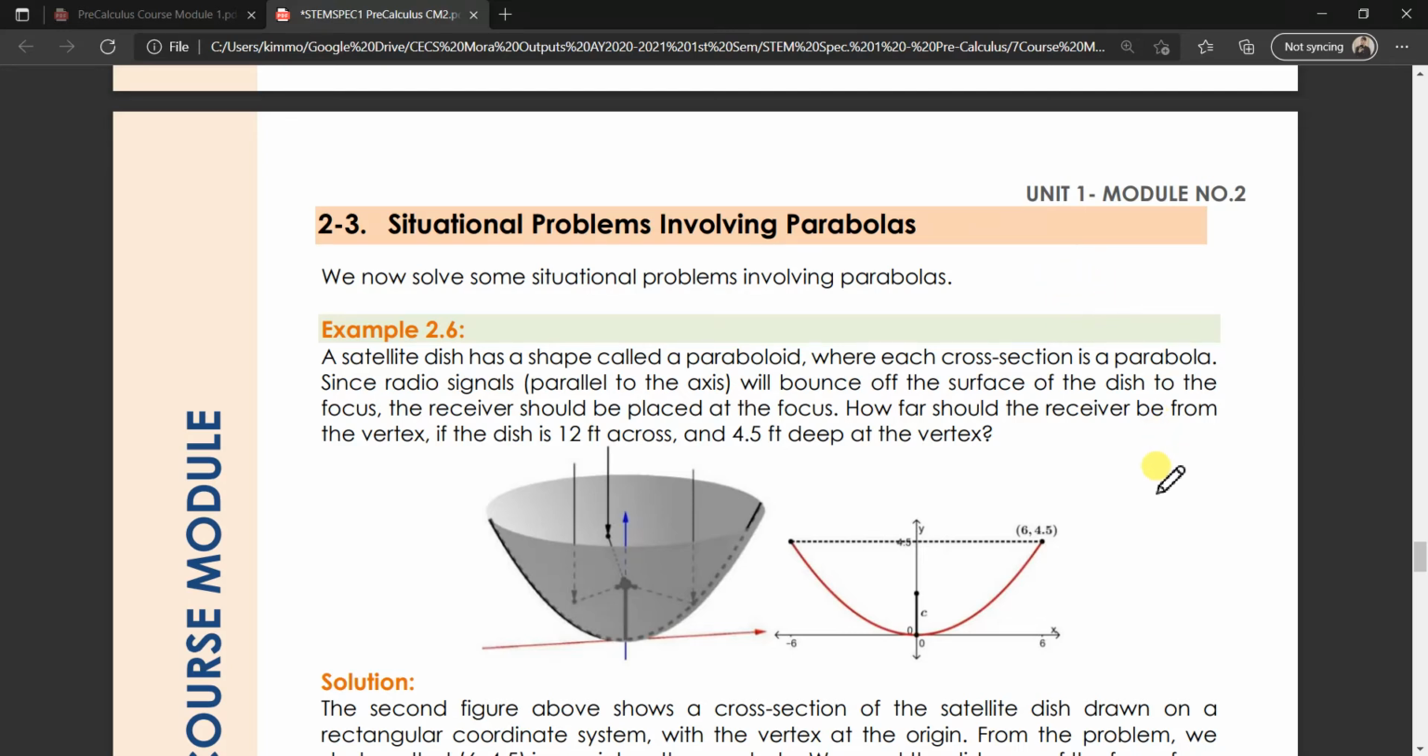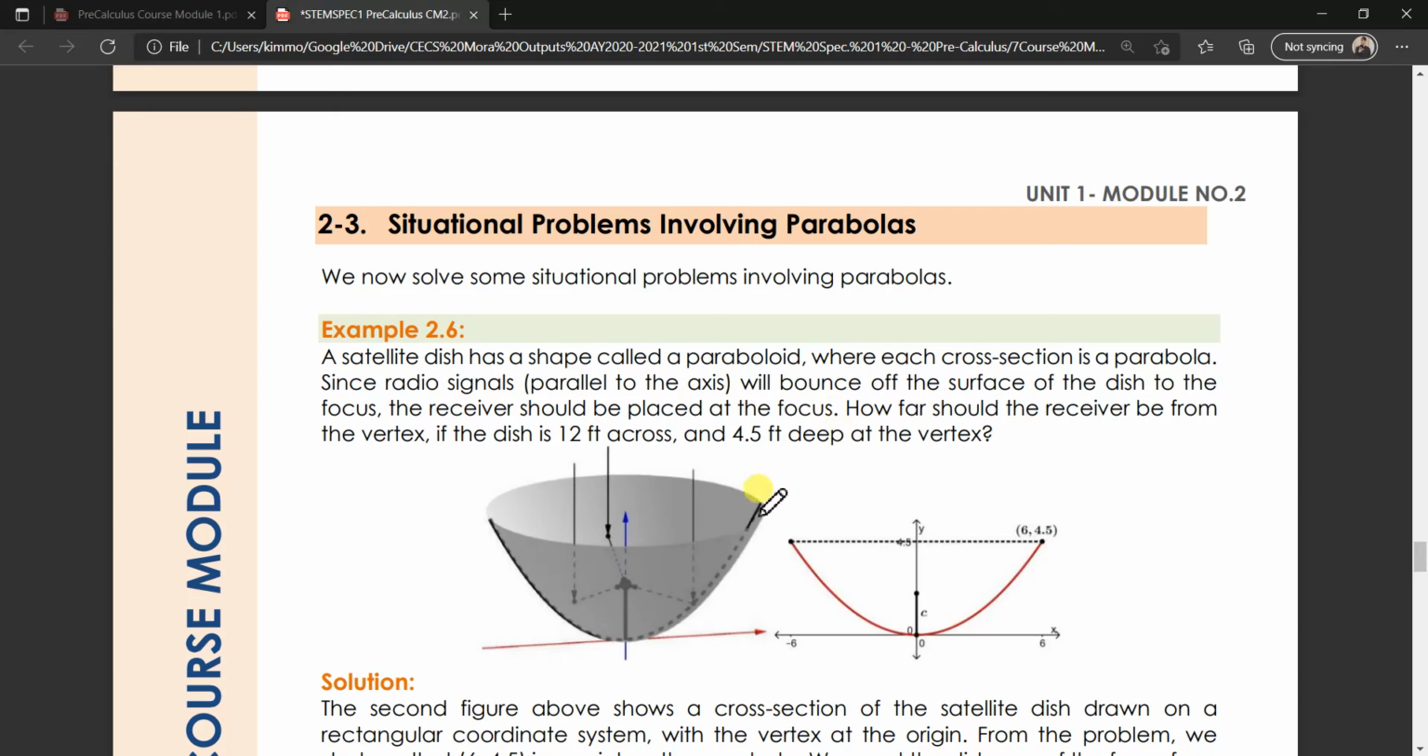So for example, we have a satellite dish that has a shape called a paraboloid. So a paraboloid is just like a parabola nga naka 3D siya. So I believe nga nakakita na dyan mag satellite dish, no? So mura na siyang plato nga naka-curve, and sa middle niya kay naa na ang receiver or kanang antena sa tunga-tunga. So where each cross-section is a parabola.